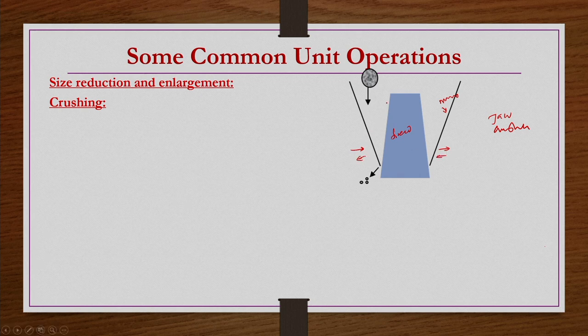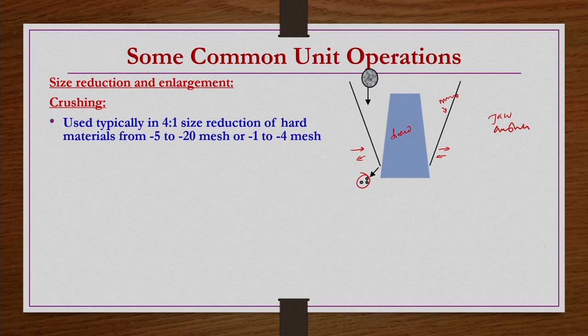So then what happens? The bigger lumps, which are 50 centimeters or sometimes even bigger, are dropped here in between. While these jaws are moving, the material will be trapped in between, and because of the compression that the material experiences between these two jaws, it will be reduced and smaller particles will be produced, right? So it is typically used for 4:1 size reduction of hard materials from -5 to -20 mesh or -1 to -4 mesh. Okay, this size reduction of 4:1 represents the ratio between feed size and product size, right?